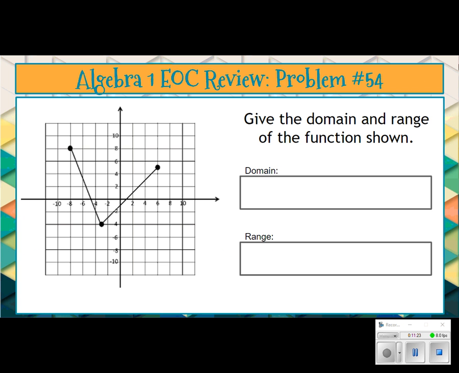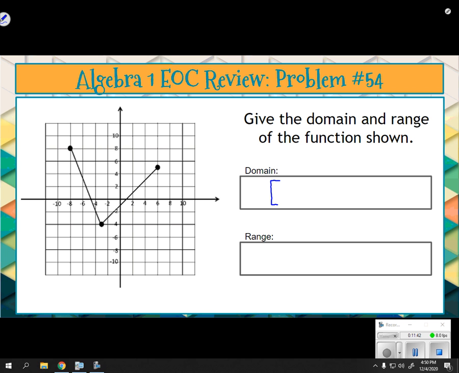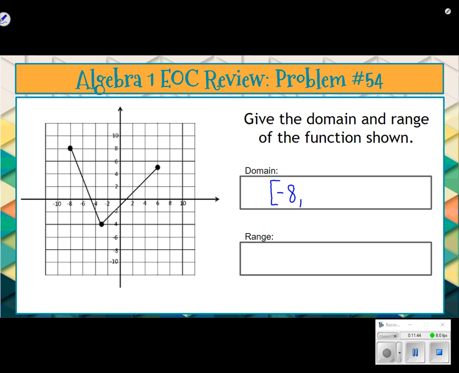All right, last one, problem number 54. What's the domain and range of the function? So how far left does it go? Looks like -8, and there's a point there, so it gets a bracket. How far right does it go? Looks like it goes to 6. That also gets a bracket. How low does it go? It goes down to -4. That gets a bracket. How high does it go? It goes up to 8. All right, so there's your domain and your range.